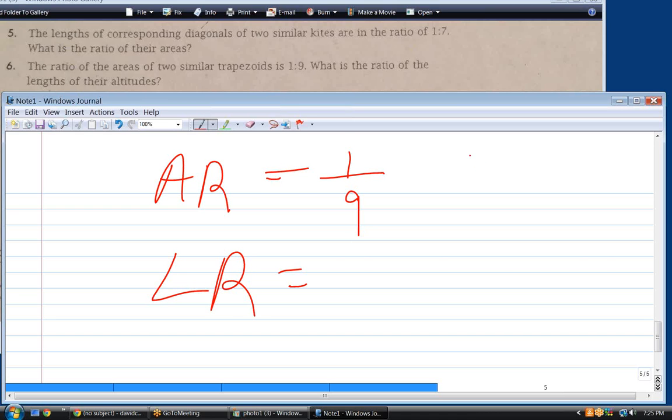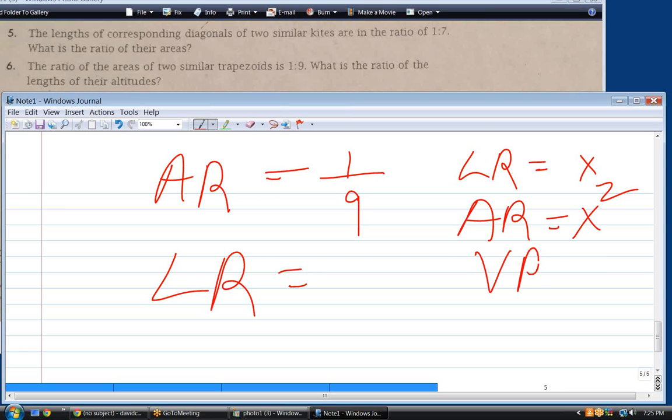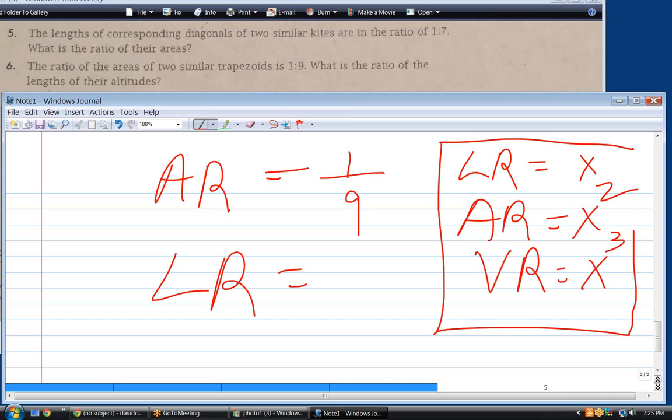In other words, here's the relationship. If the linear ratio is x, the area ratio is x squared, and the volume ratio is x cubed. This is the way it works. So if they give us an area ratio, and we want to get the linear ratio, we take the square root of the area ratio. Well, the square root of 1/9 is 1 to 3.